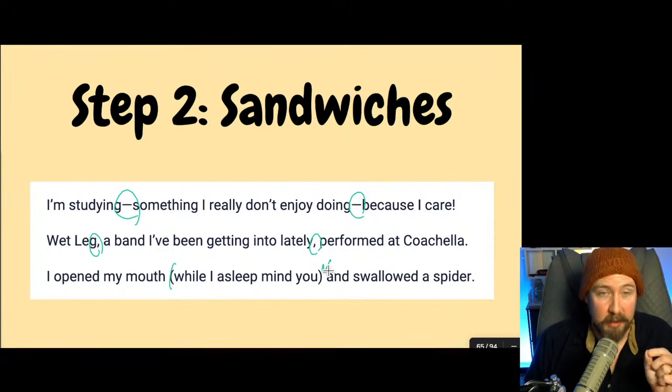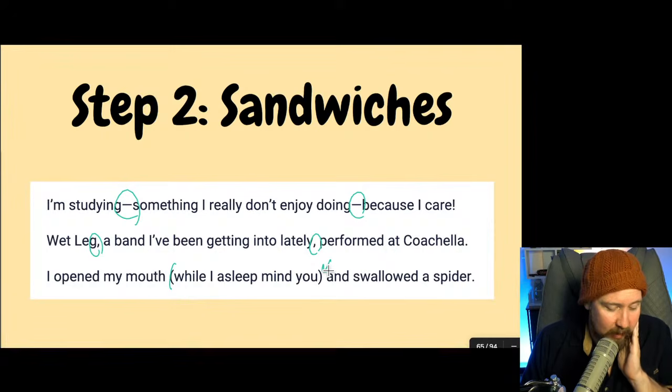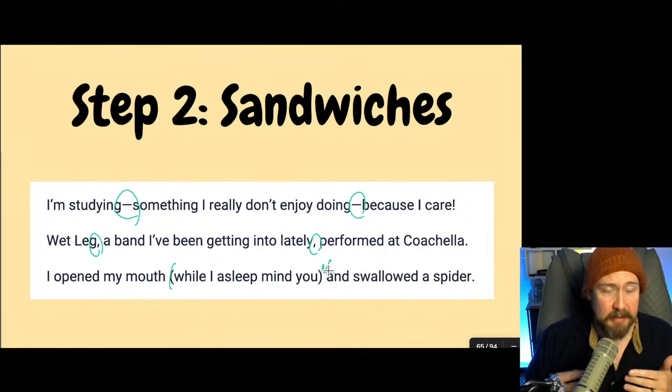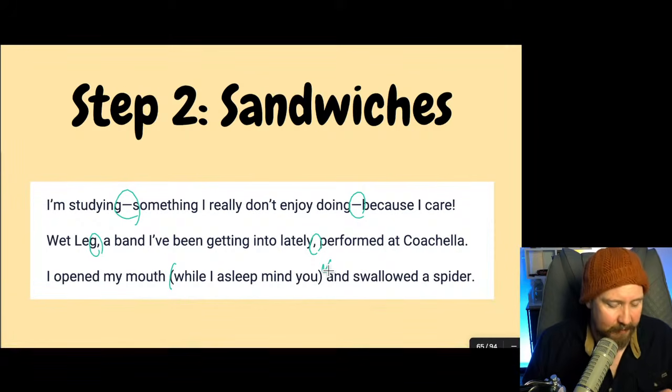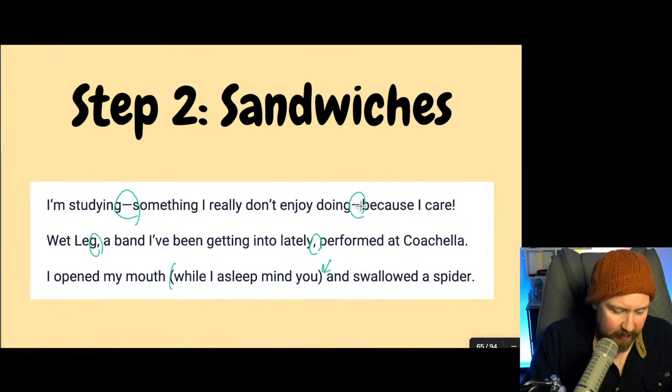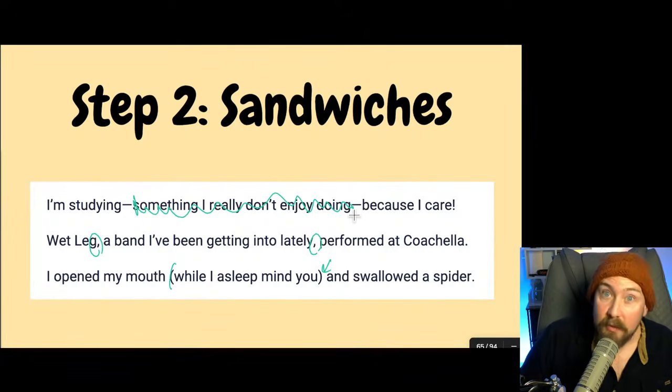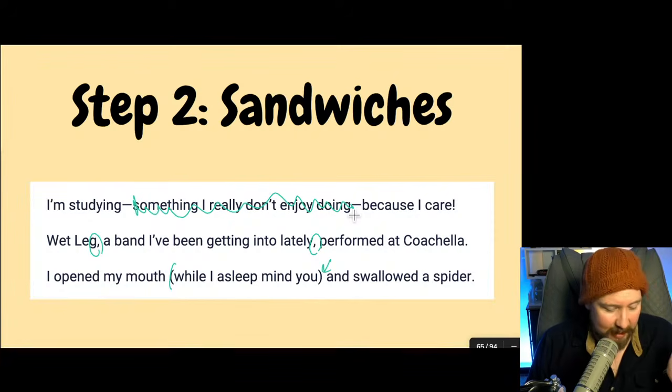They're super, super common on the SAT, which is why this is step 2. To test these, I said that they're not essential. Basically, we test them by eliminating whatever's between them. If the sentence holds up, then that means that's our answer. So if we got rid of all of this stuff, we would have, I'm studying because I care. That is a full sentence. That sentence makes sense. We're good. So that's a legitimate sandwich.